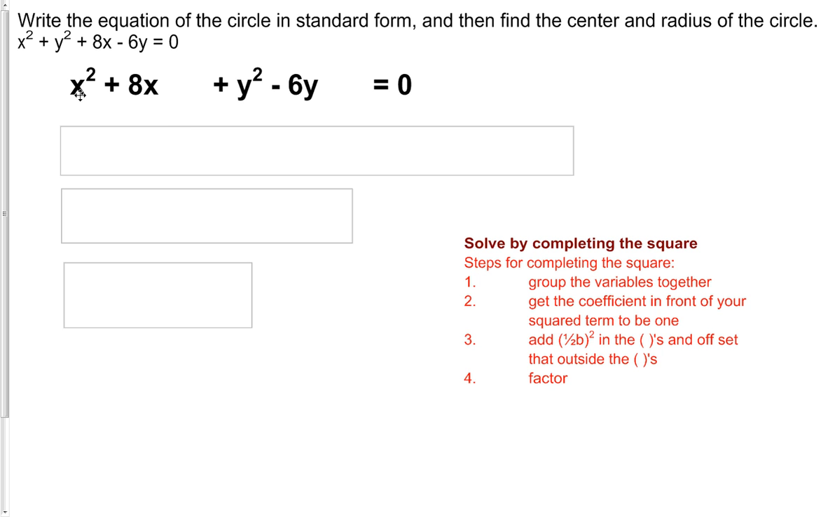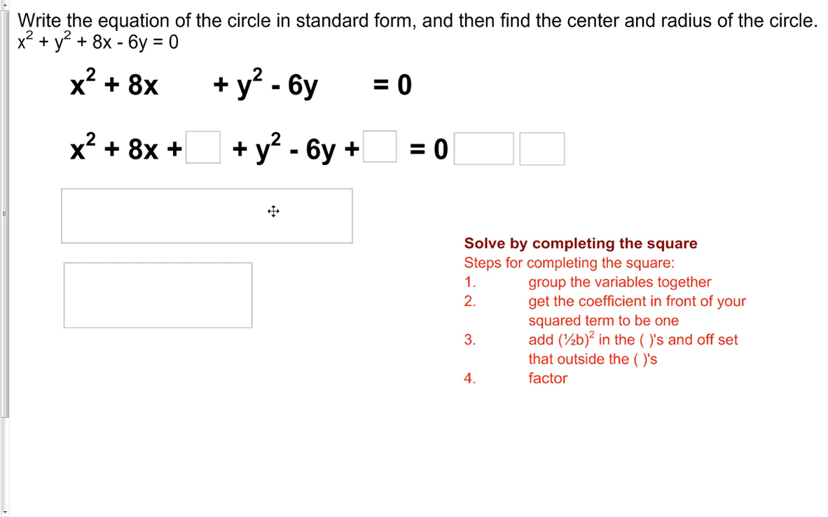So let's write it so that we have our x and y variables paired up and spaced out nicely. So we have our x squared plus 8x together and our y squared minus 6y together. And on the other side we have our constants, which in this case is 0. So let's go ahead and figure out what we need to do to complete the square.